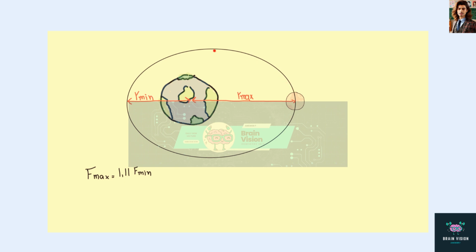So the trajectory of the moon around the planet is not a perfect circle, it's rather something like an ellipse, like this one. So in this orbit, there are two special distances: the maximum distance between the satellite and the planet, and the minimum distance between the satellite and the planet.